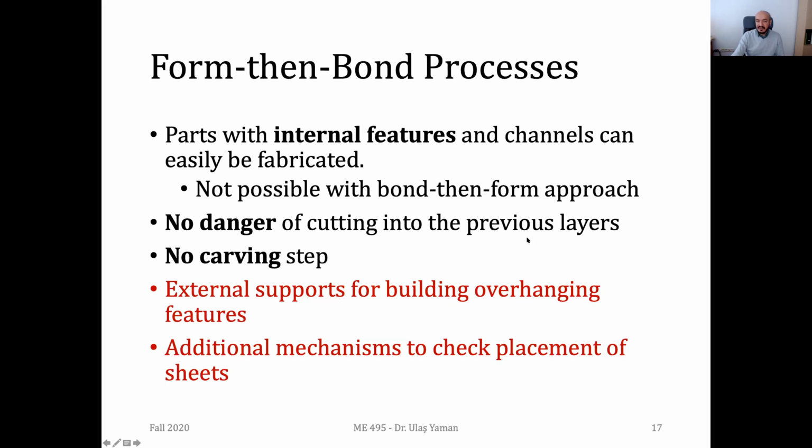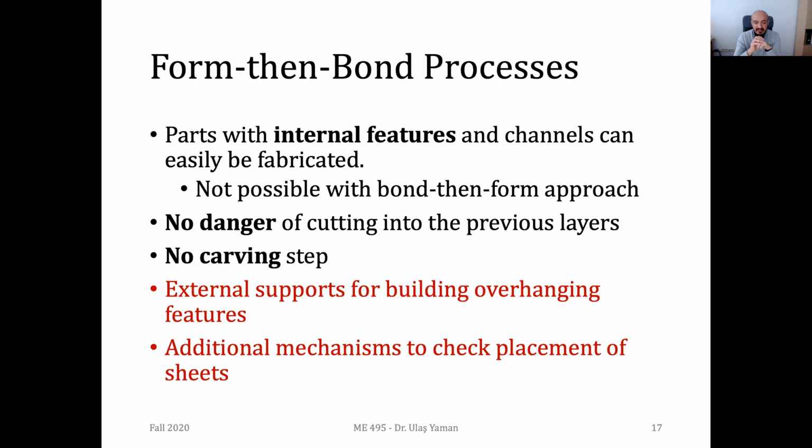But in the case of bond and then form approaches, we are using a knife or a laser, and that knife may go into the previous layers and we may be damaging the previous layer. But it's not the case in formed and bond processes. And obviously, after the part is fabricated, we don't need to have any carving operations. Part is already finished. Even if you have internal channels, you don't need to do extra carving operations.